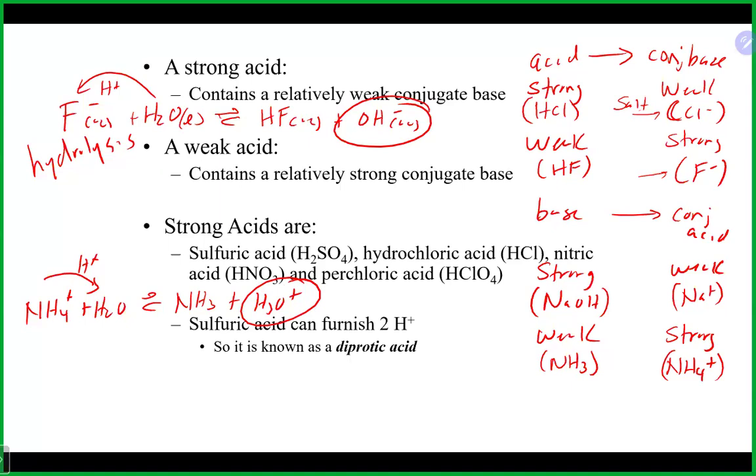Now, that's just a relationship between those two. That's all you really have to know for our class: if it's a strong acid, its partner will be weak, and if it's a weak acid, its partner will be strong. You don't have to obviously do the equations or anything like that, but that's essentially what's happening here.